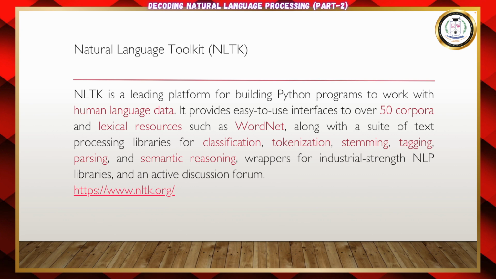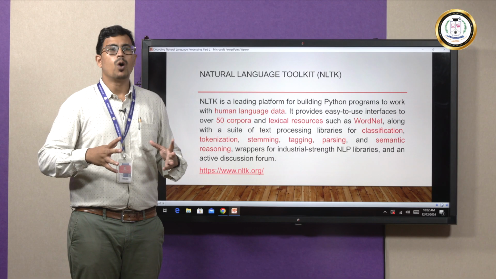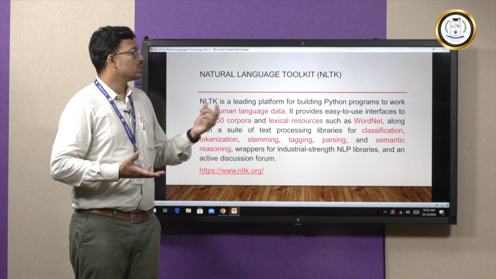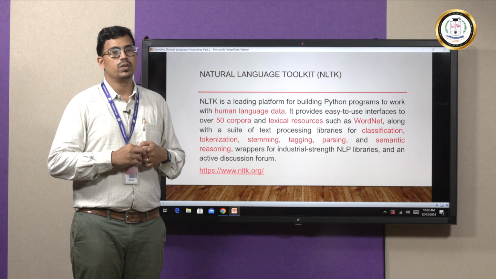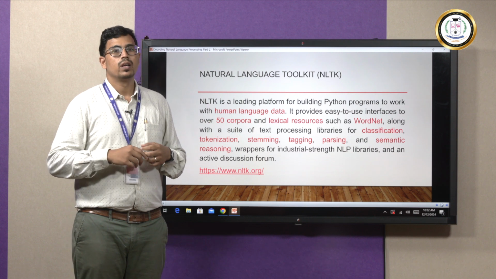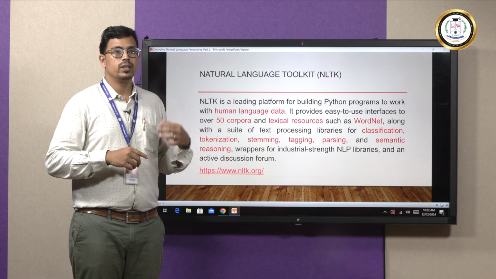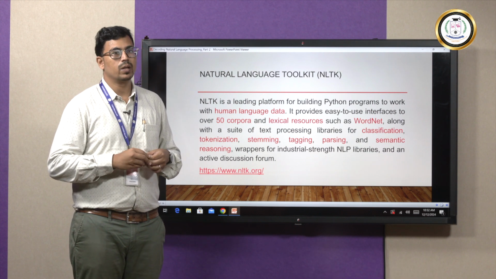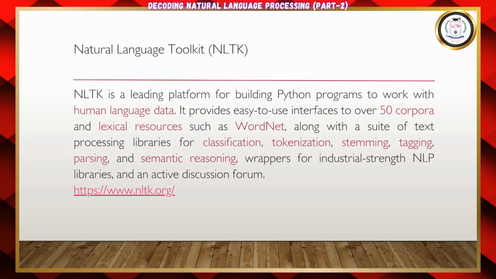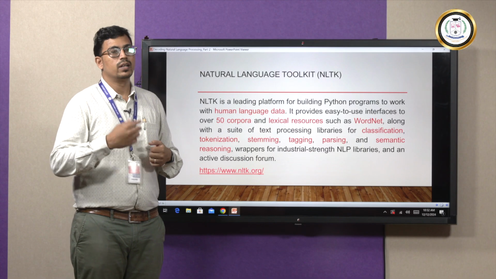Now we will see about the Natural Language Toolkit. We have seen all the steps, so how do you perform these steps in real time, especially with Python? That is where we use the Natural Language Toolkit. You have to download the NLTK toolkit and import that library inside Python, and then you can start performing tokenization, stemming, tagging, parsing, and semantic reasoning. These are the other tasks under NLP.